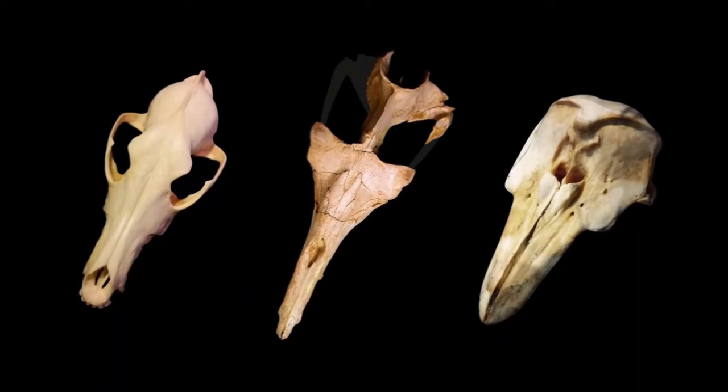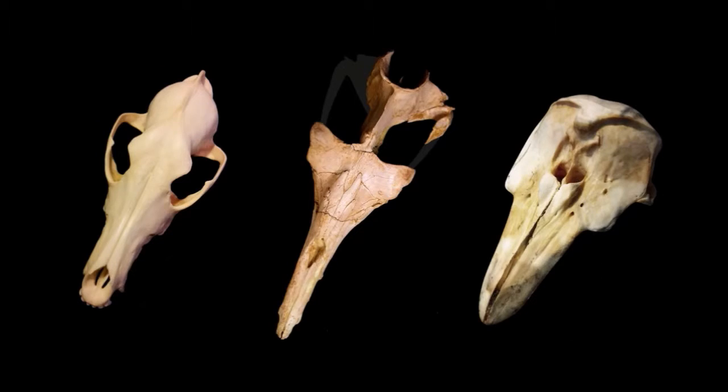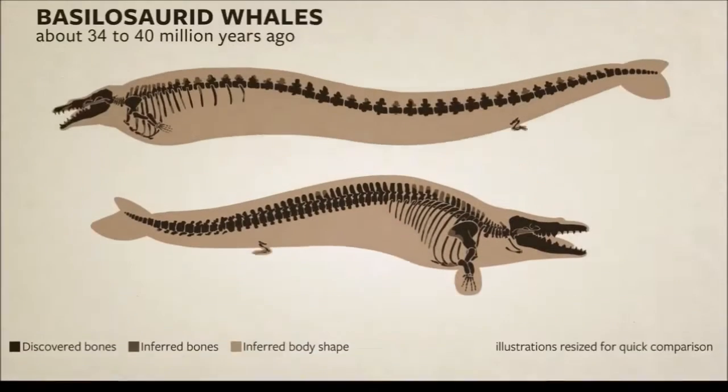Notice that the nasal opening is not on the top of the head like those of modern whales, and not at the end of the snout like those of land mammals. Instead, it's right in the middle. This is an intermediate species, exactly what evolution tells us we should find.